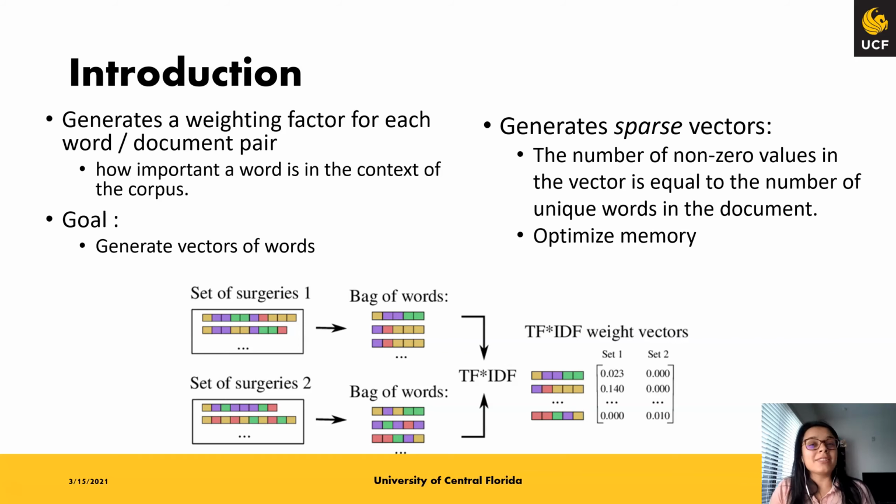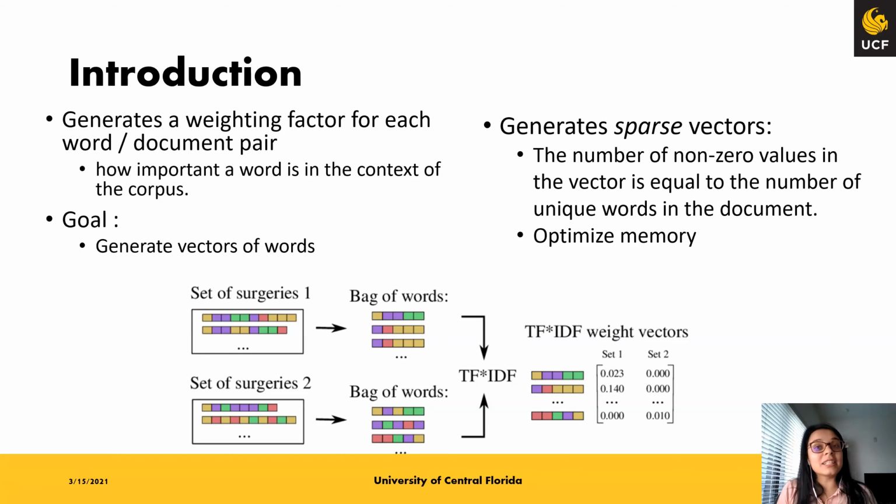It generates sparse vectors. The same way as bag of words, we have sparse vectors for TF-IDF because we base our vector on the term frequency. So the number of non-zero values in the vector is equal to the number of unique words in the document. And that is good and bad. There is some controversial thinking about sparse vectors because some people think that this optimizes memory and others think that the vectors are very large and can actually not improve your memory. But well, that's what we have for TF-IDF.